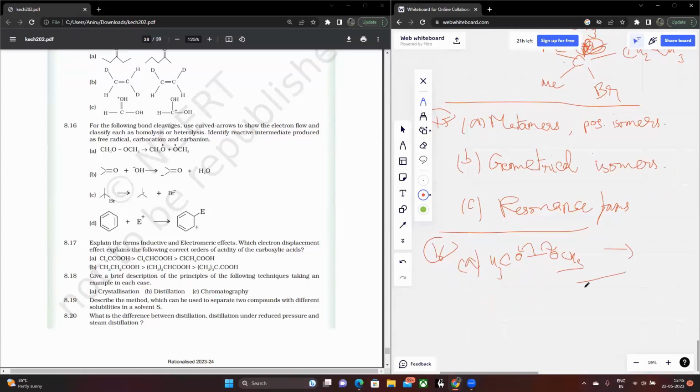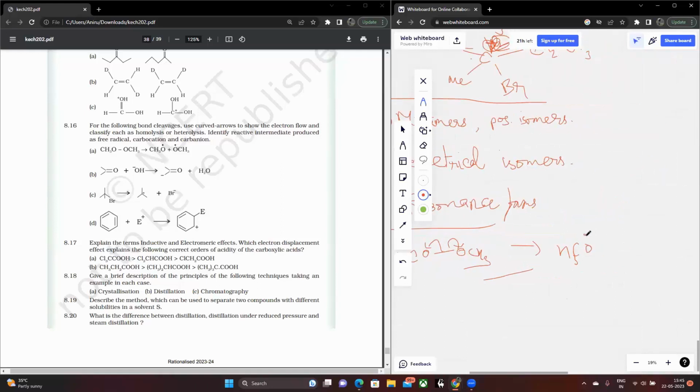So this becomes dot CH3, which are both free radicals, right? As the reactive intermediate.